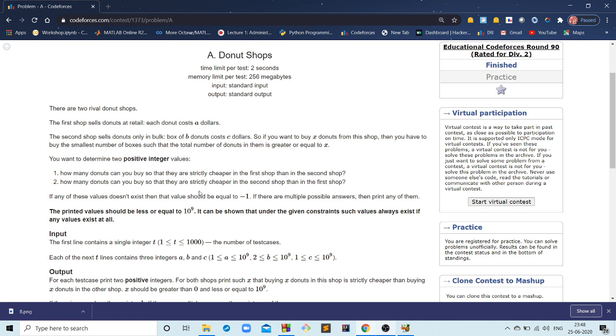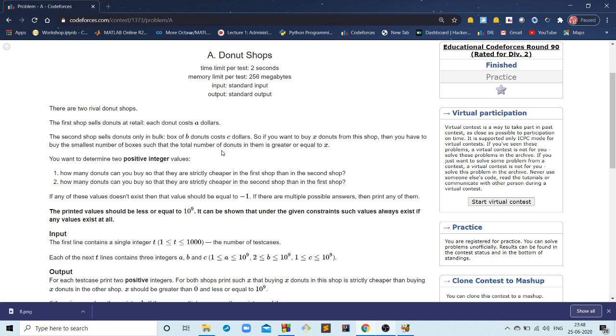The question says that there are two rival donut shops. The first shop sells donuts at retail, where the cost of one donut is A dollars, and the second shop sells only in bulk, where the cost of a box of B donuts is C dollars. So if you want to buy X donuts from the shop, you have to buy the smallest number of boxes such that the total number of donuts in them is greater than or equal to X.